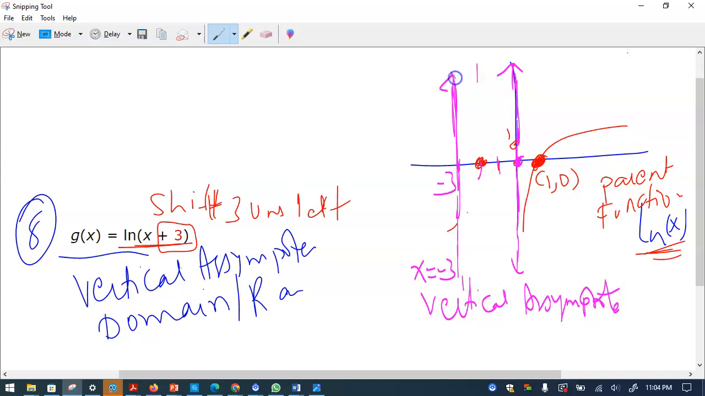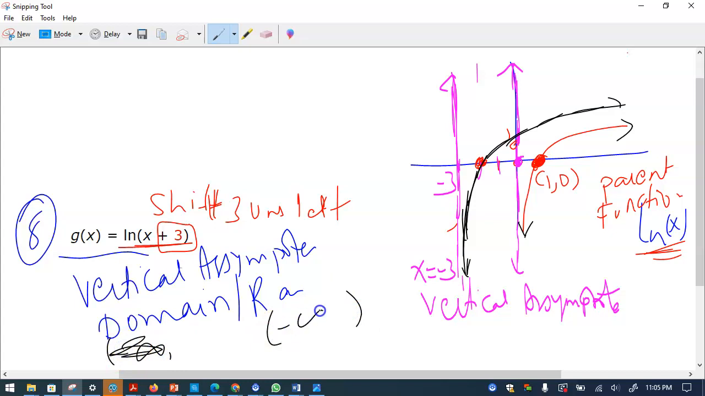Okay. And the new graph, I'll use the black color. So this red graph that you see, it will go something like this. Something like this. And that's all they asked. And of course, the graph goes all the way down. So the range is minus infinity to plus infinity, because it goes down and then goes up.